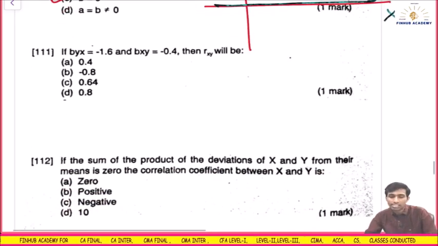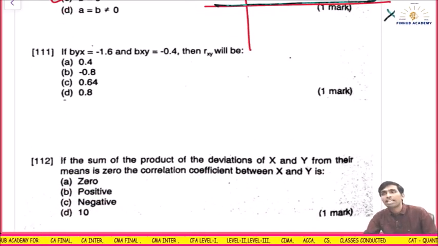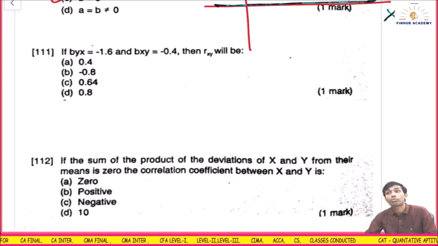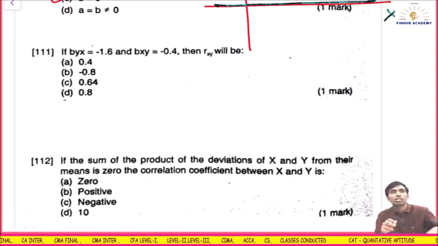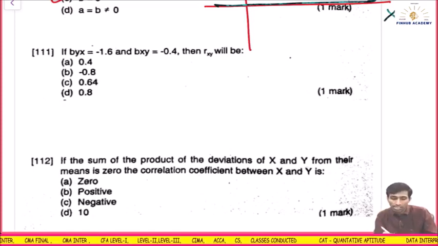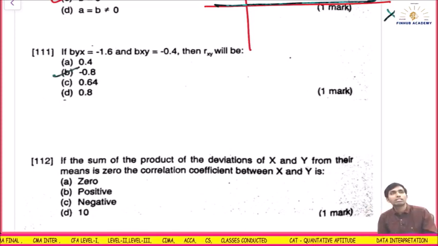b y on x is equal to 1.6. b x on y is equal to minus 0.4. Both are minus. That means what? The r will be minus. And only one answer is in minus. So mark that answer. No need to calculate.